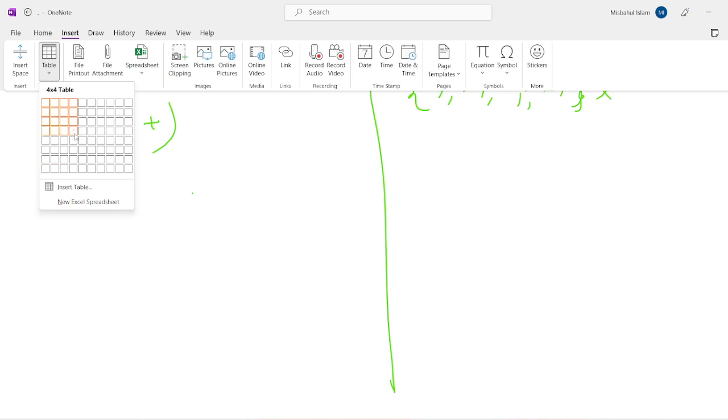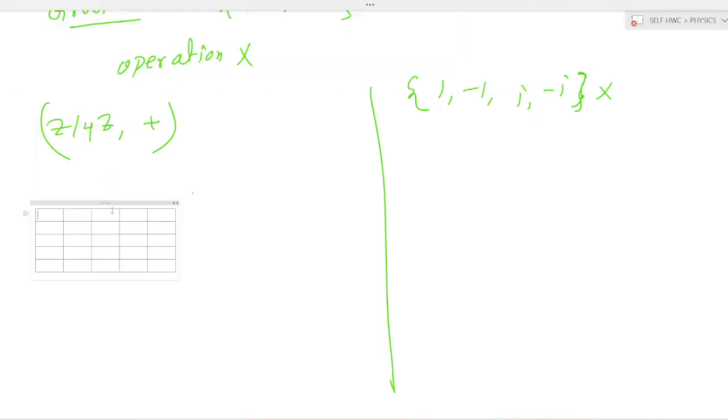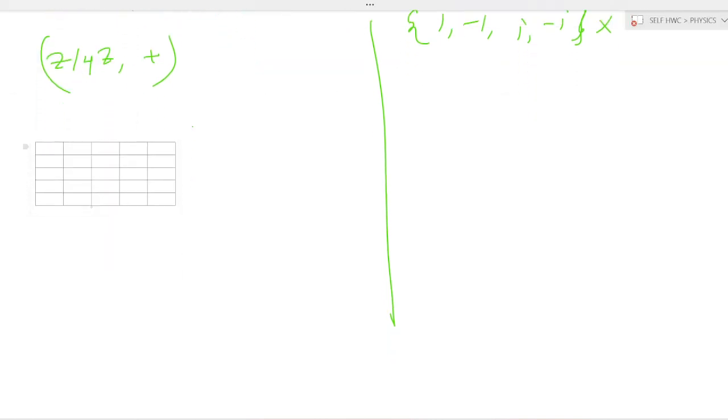The first, this table, okay. So first it is addition: 0, 1, 2, 3. And next 0, 1, 2, 3. 0 plus 0 is 0. 0 plus 1 is 1. 0 plus 2 is 2. 0 plus 3 is 3. Next 1 plus 0 is 1. Okay. And 1 plus 1 is 2. And 1 plus 2 is 3. And 1 plus 3 is 0.